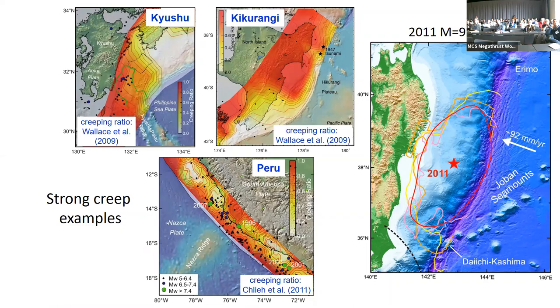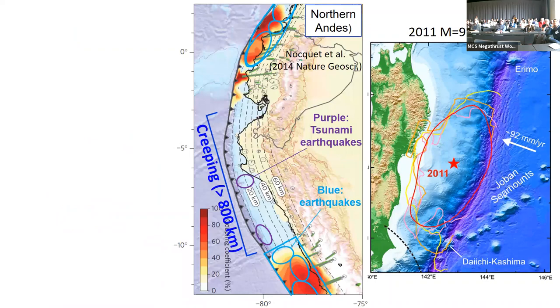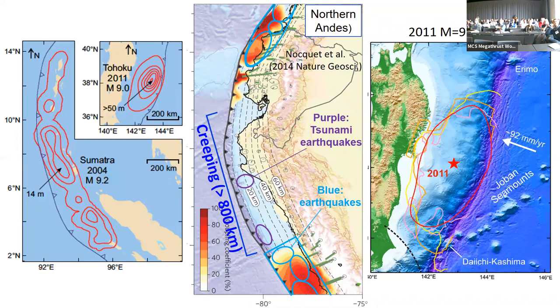It can creep in a big way, like here in the northern Andes. There's a zone over 800 kilometers long that has been creeping geodetically. We don't know what's happening there. It could be some geometrical effect, could be other things, could be hydrous minerals. We don't really know. The size of that creep zone is comparable to a very large rupture zone. But unless we understand why faults creep, we do not fully understand why faults produce earthquakes. Isn't that right? So we have to understand it.